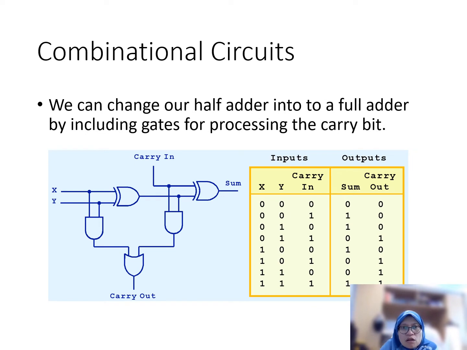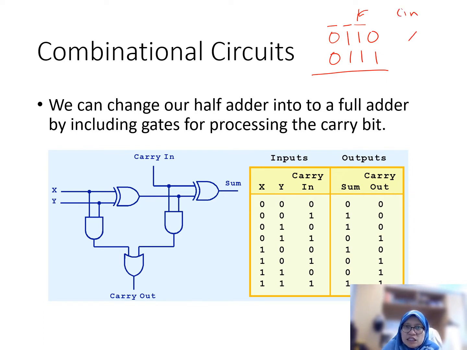Now, another example is a full adder. We can change from a half adder into a full adder because sometimes the input is 0, 1, 1, 1, like this. The full adder is used after the first bit, so there is a possibility that there is a carry in, which becomes an input. That's why it requires 3 inputs.